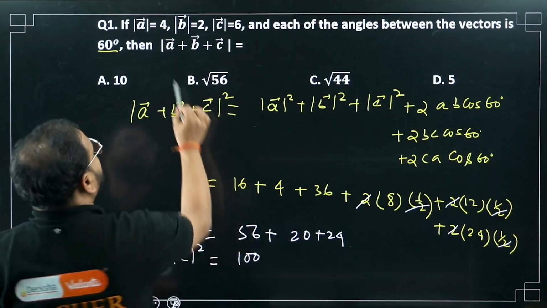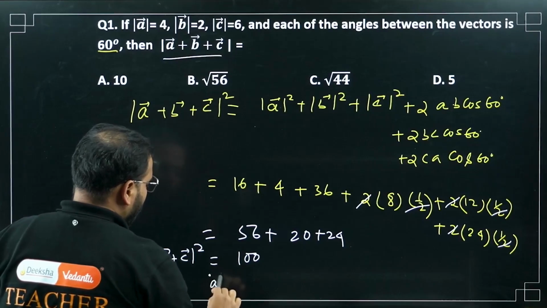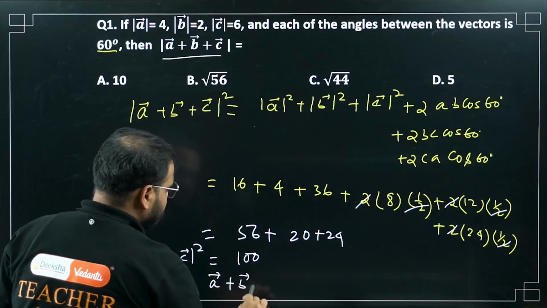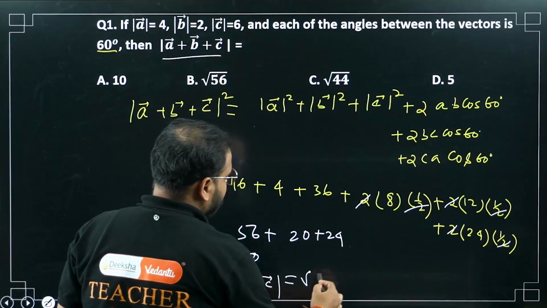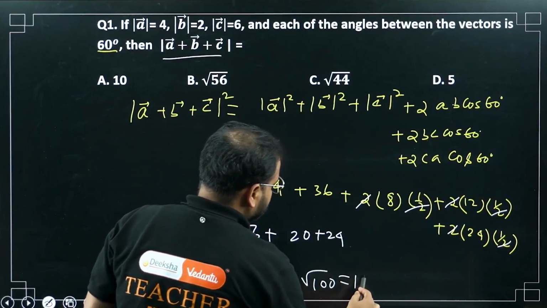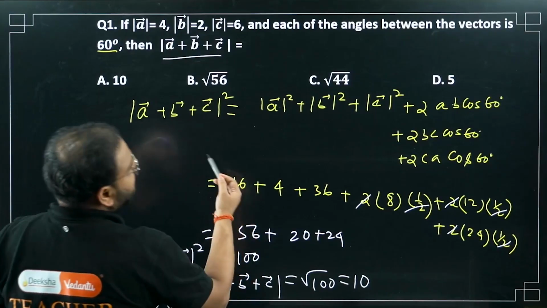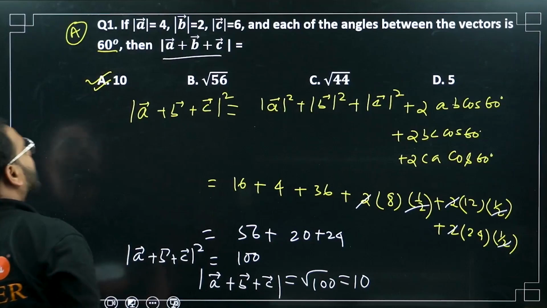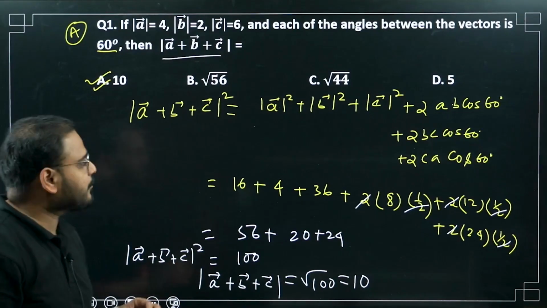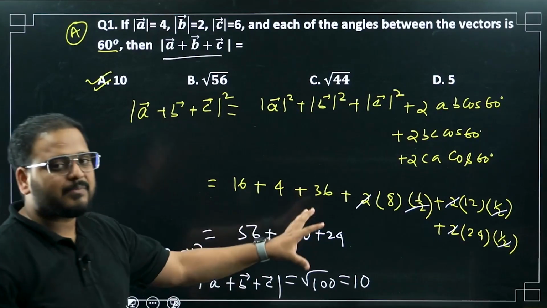But we are looking for this value, so just take the square root. The magnitude of vector A plus B plus C is the root of 100, which is simply 10. Simple problem, but a good question. Even though it's simple, this kind of question you can expect in your paper also. You don't have to do all the steps; you can do it in your head too.